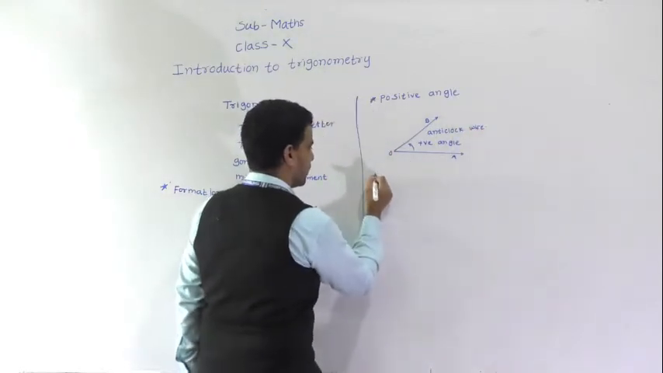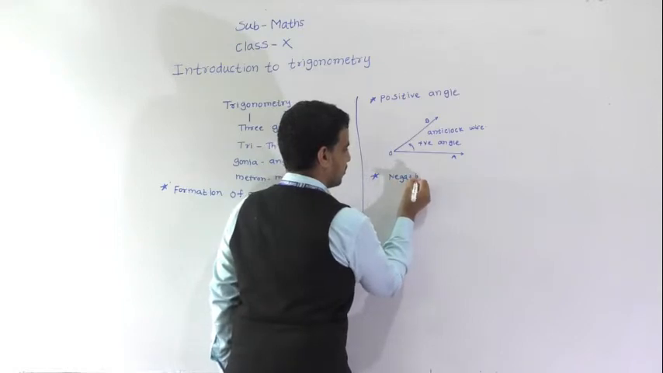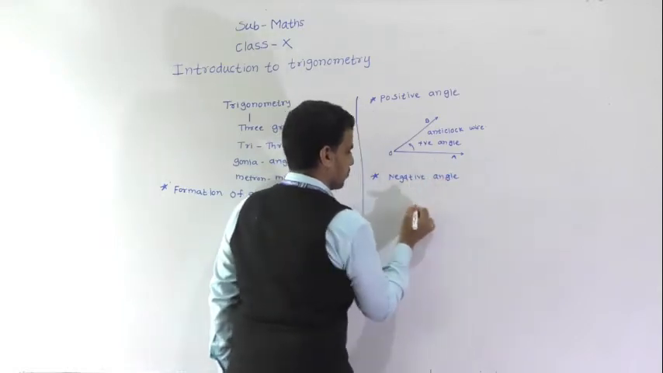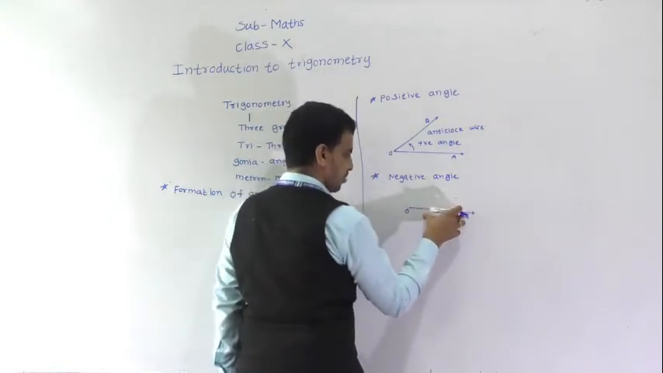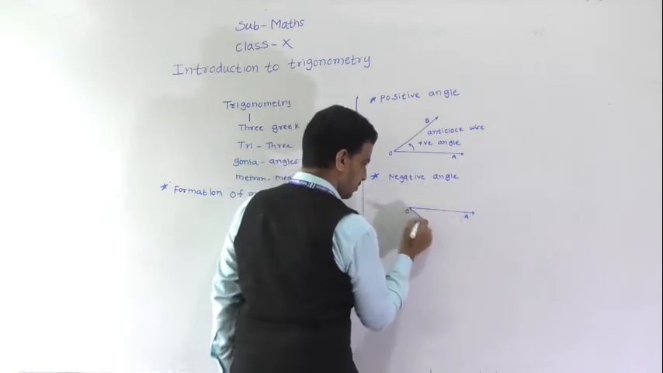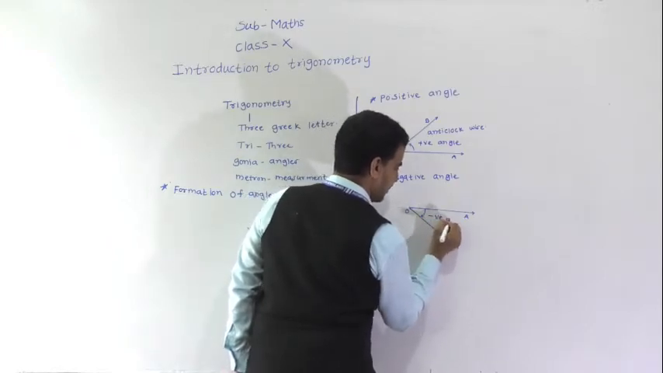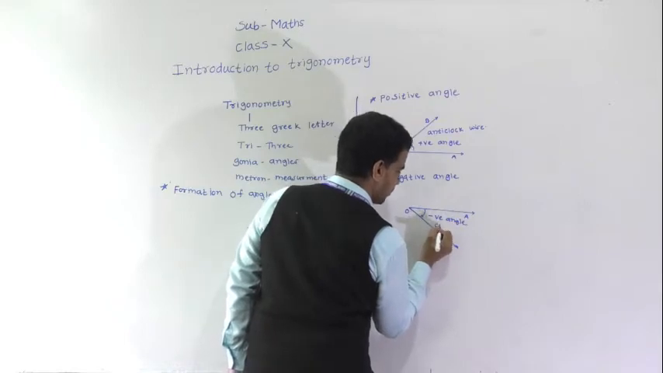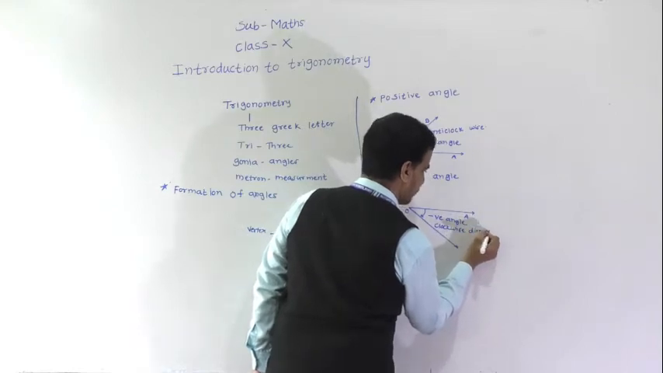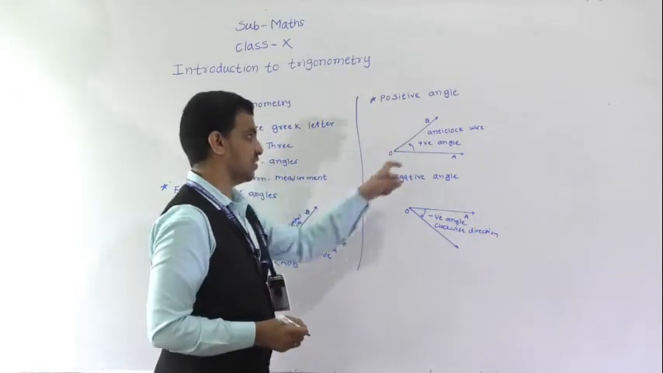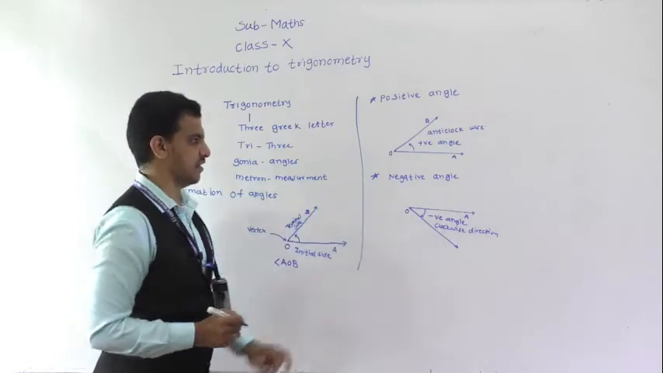And similarly, if we rotate in the clockwise direction, then we will get a negative angle. So if OA is the initial side and OB coincides with OA, and we rotate in the clockwise direction, then this is a negative angle. If we rotate in the anti-clockwise direction, the angle is positive; if we rotate in the clockwise direction, the angle is negative.